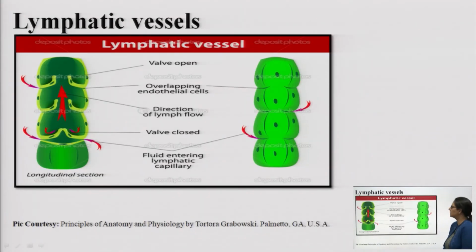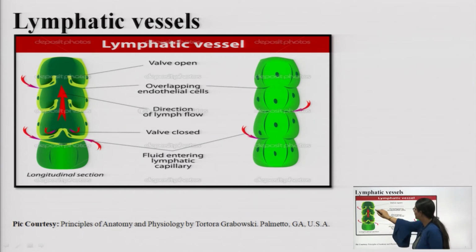Next, this is the pictorial presentation of the lymphatic vessel. This is one view, and this is the longitudinal section. This is the lymphatic vessel having the valves. Here the valve is open, and these are the structures where the fluid enters the lymphatic vessel, as mentioned here.